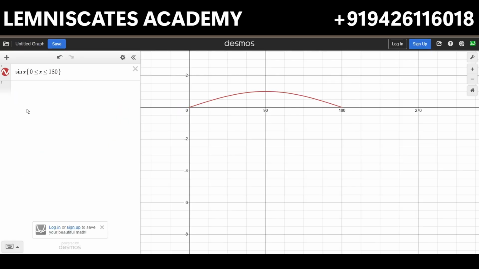And I have also plotted the graph on Desmos for the sin x for the given domain. And clearly, as you can see, it is satisfying the graph that we had drawn. And the output is only in between 0 to 1. There are no outputs below 0 or above 1. And that is why the range is in between 0 to 1.